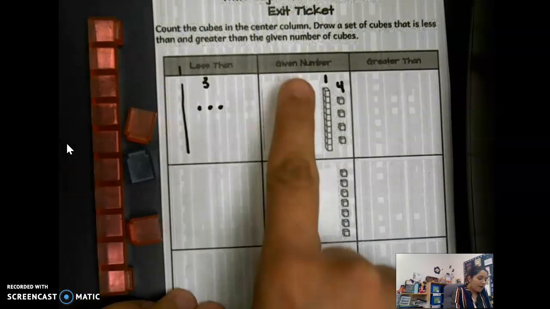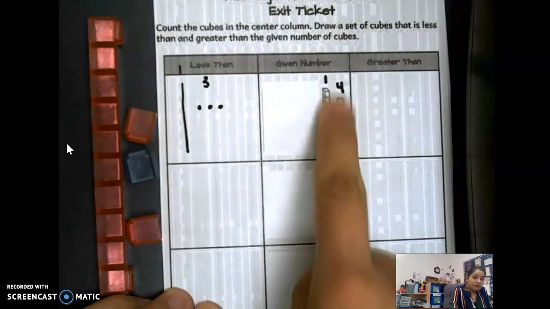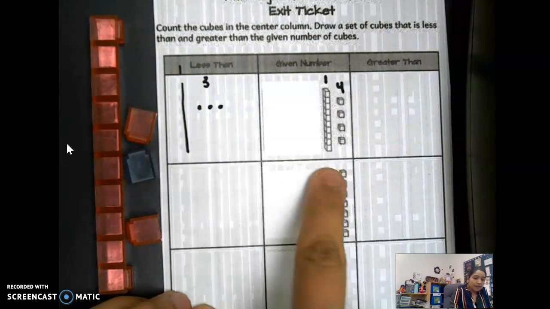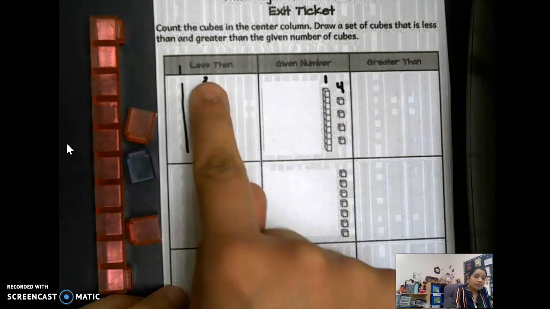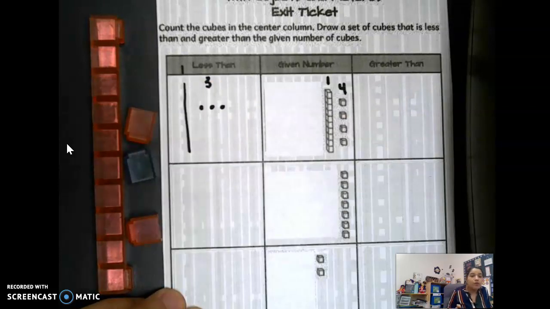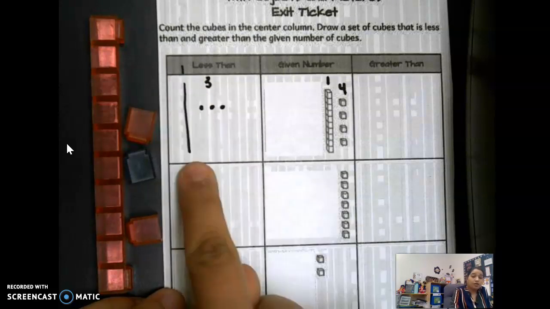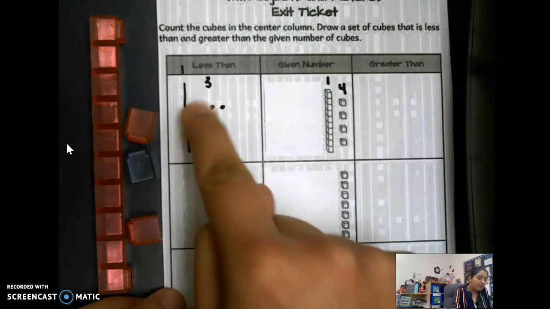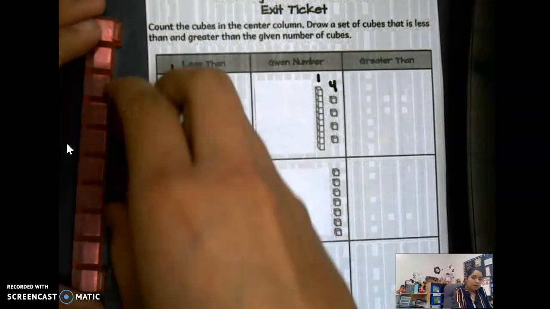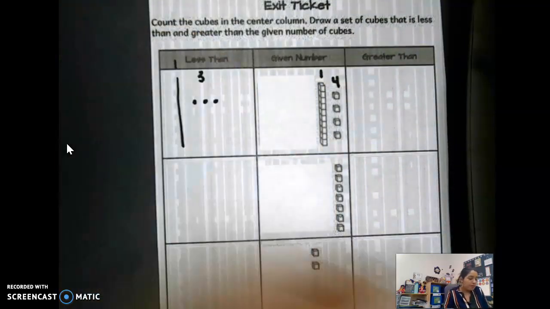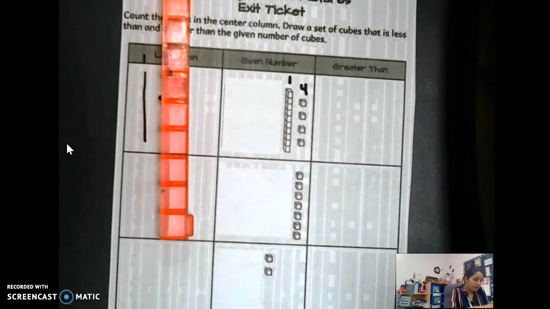Yeah, so we have our given number. We could say it's 14 because how many do we have? We have 10, 11, 12, 13, 14. And in order to get a number less than, we had to take away 1. So now we have our 10 block, and then 11, 12, 13. So now we have 1 less, which gives us our number less than. Let's go ahead and go back to our 14.